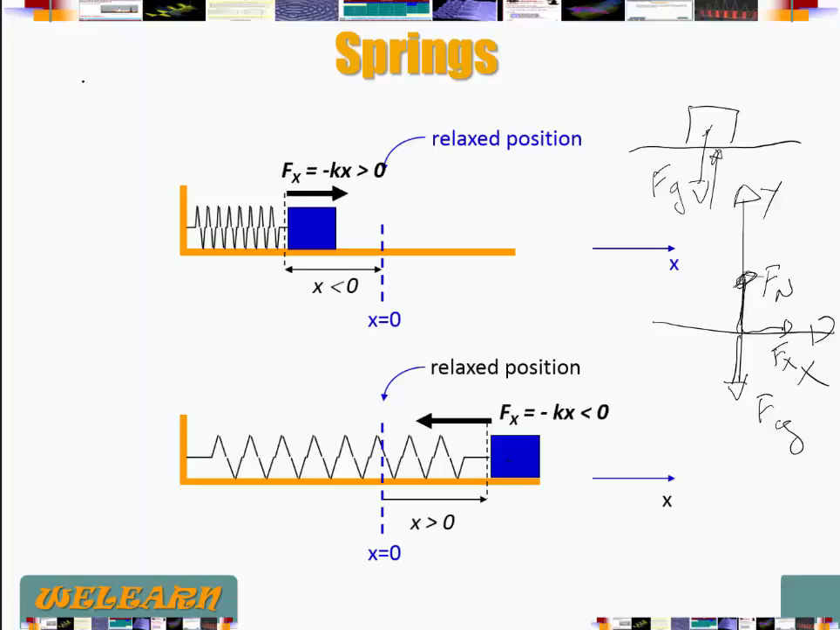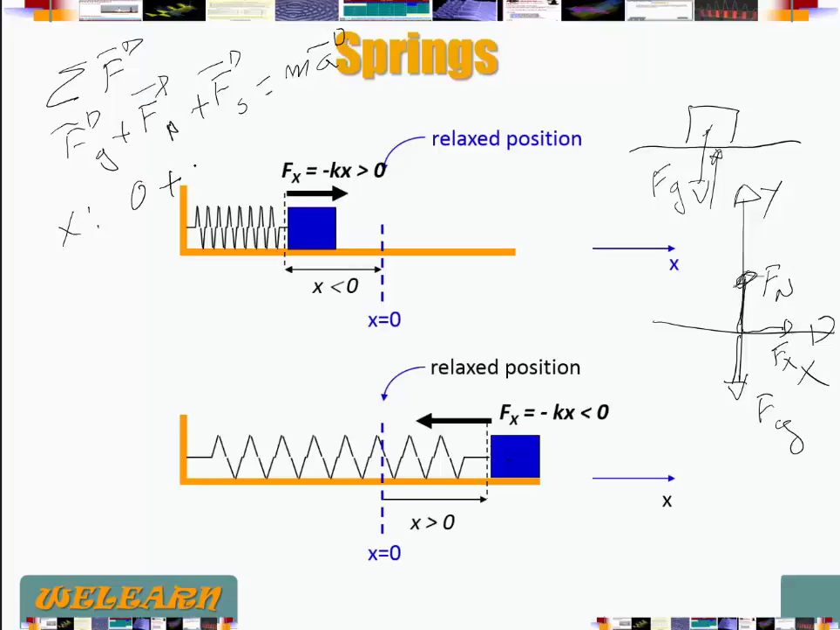So according to Newton's second law of motion, the sum of all forces, in this case the gravitational force plus the normal force plus the spring force, is equal to ma. Since we have only acceleration along the x-axis, I write this along the x-axis: Fg has a 0 component along x, Fn has a 0 component along x, Fs is going to be minus Kx, and that's equal to ma.